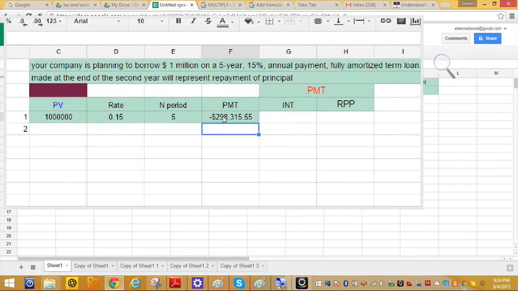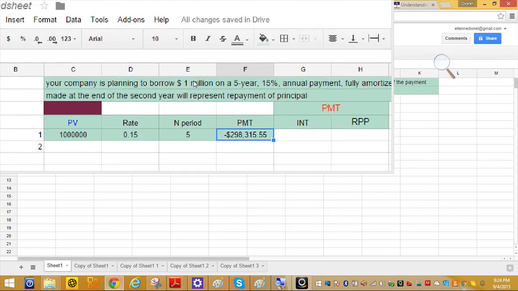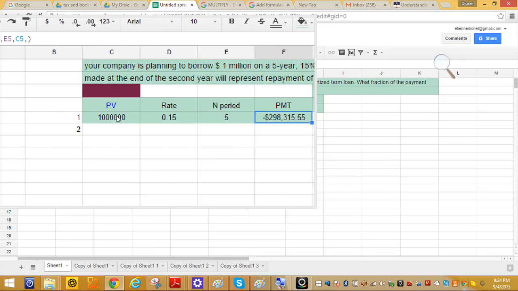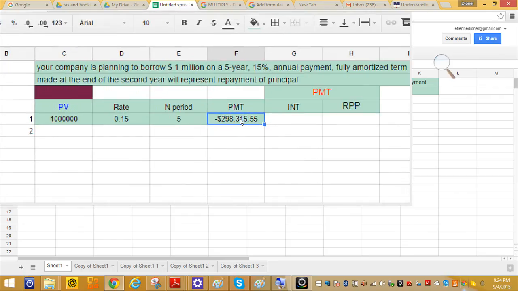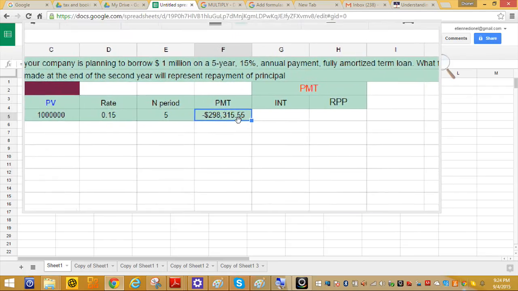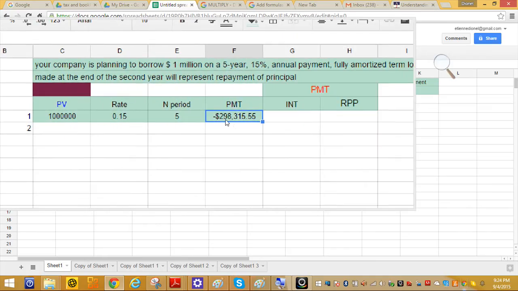As you can see, my payment is negative. Why is it negative? Because normally when you borrow the money, that's an inflow, you got it, but you're gonna pay, that's an outflow. So generally payment and present value have different signs, because for the borrower, you got it and you're gonna pay it. But for the lender, it's the opposite. If you put present value negative, the payment is gonna be positive. That's the way it works. So for the first year, that's what I'm gonna pay.